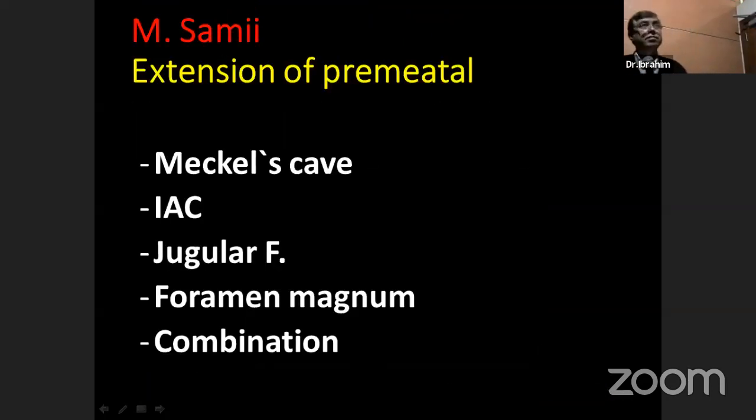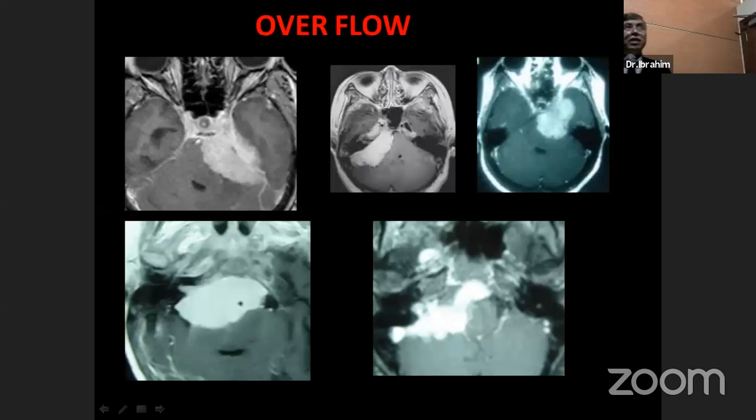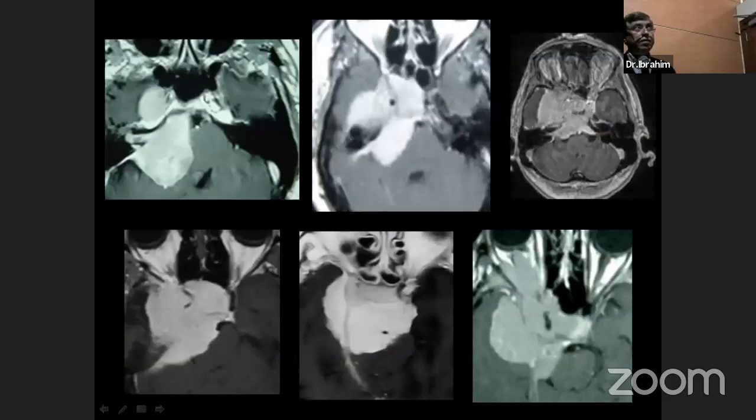But they can extend. They are not only there. They can go to Meckel's cave. They can go inside the internal meatus, go to jugular foramen. They can go to foramen magnum, and any combination of the above. Here, the meningioma went into the jugular foramen. Here, it went into the internal canal. Here, it went into the cave. Or it can overflow. Look at this, it's overflowing to everywhere. Again, these are my cases.